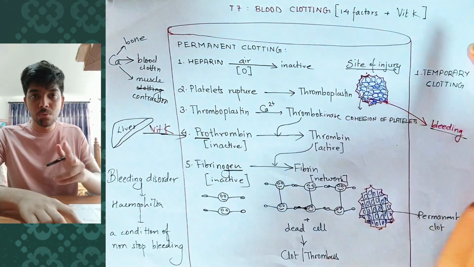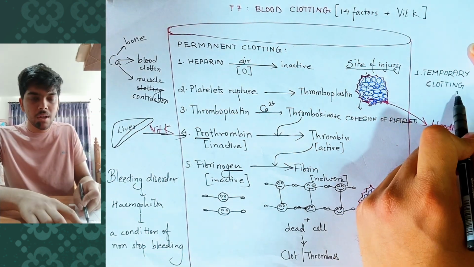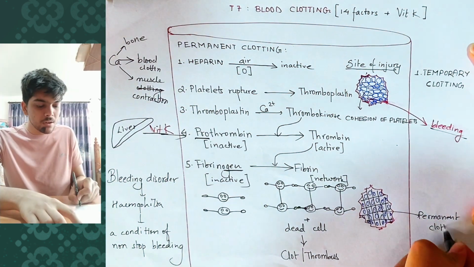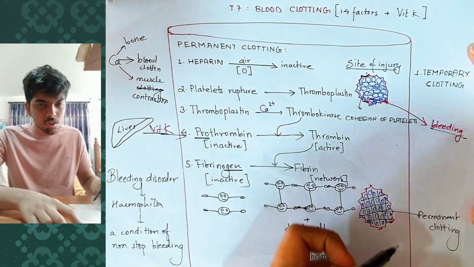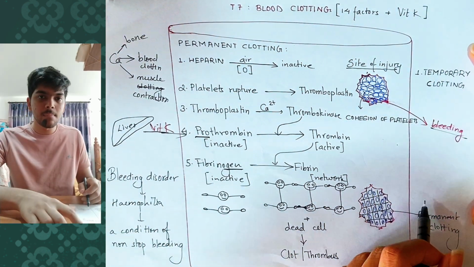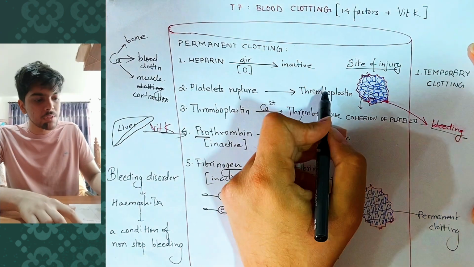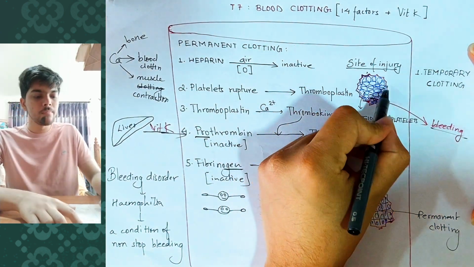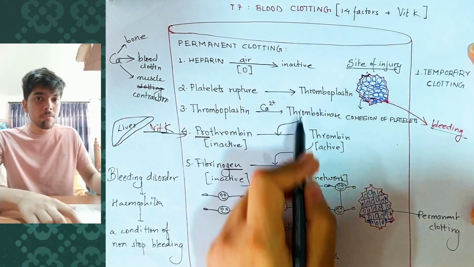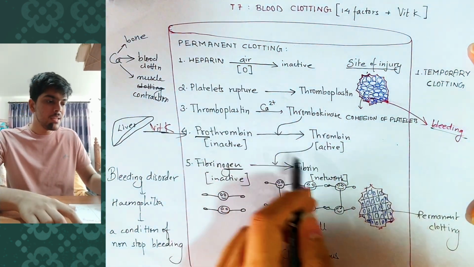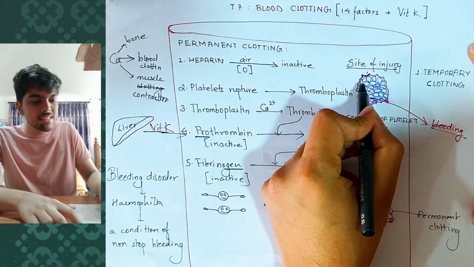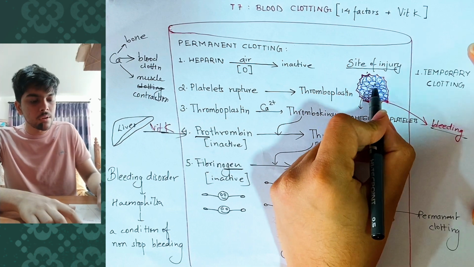Blood clotting takes place in two steps. First is temporary clotting, where the bleeding gets stopped temporarily. And second is permanent clotting, where the bleeding gets stopped permanently. Immediately, temporary clotting takes place. This is what happens. So here's your site of injury from where the blood is coming out or bleeding is taking place. Inside your blood vessel, there are platelets. These platelets immediately come to the site of injury and stick with one another.